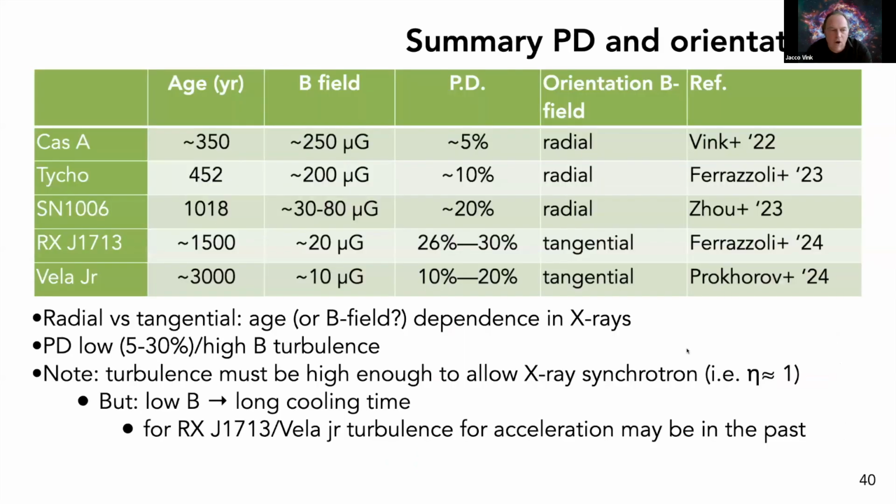So this is an overview of all observations. It looks like the youngest ones and the ones with the highest magnetic field, say above 30 microgauss, have radially oriented magnetic fields. If you go to the ones that have a lower magnetic field, it turns out to be tangential. And these are also the oldest ones that we have.